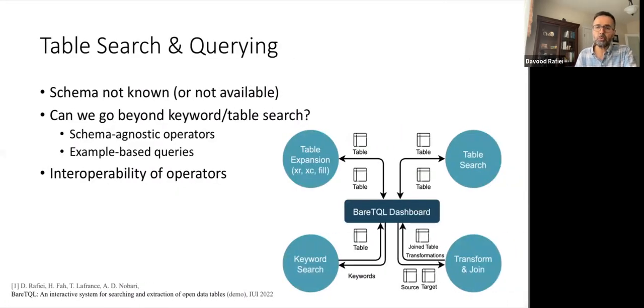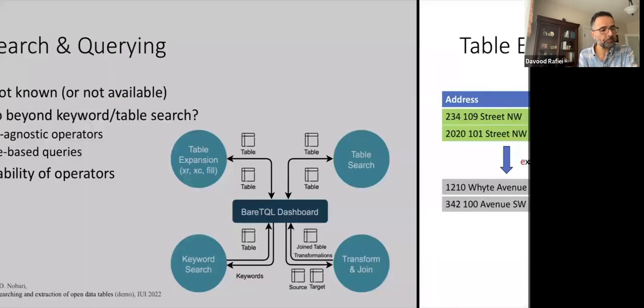One of those tools that we have built is Vertical, which has operators for searching tables based on keyword and also based on tables. It has operations for expanding a table. For example, you have found some information, but you want to expand it. And it also has some functions for transforming tables.